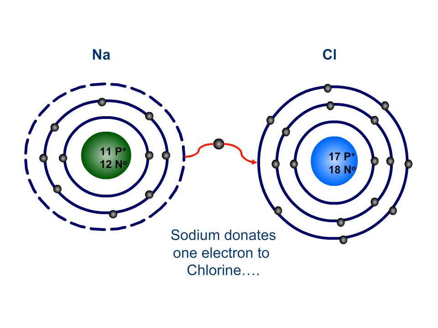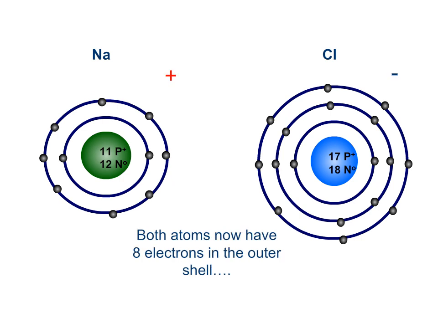Well, what happens is that sodium, which has only 1 electron in the outer shell, will actually give up that outer electron. And once it does this, you can think of that outer shell as sort of disappearing. And that 1 extra electron will travel over to chlorine. And so by giving up 1 electron, sodium now has 8 electrons in the outer electron shell. And by receiving that extra electron, chlorine now has 8 electrons in its outer shell. So now both sodium and chlorine are stable.